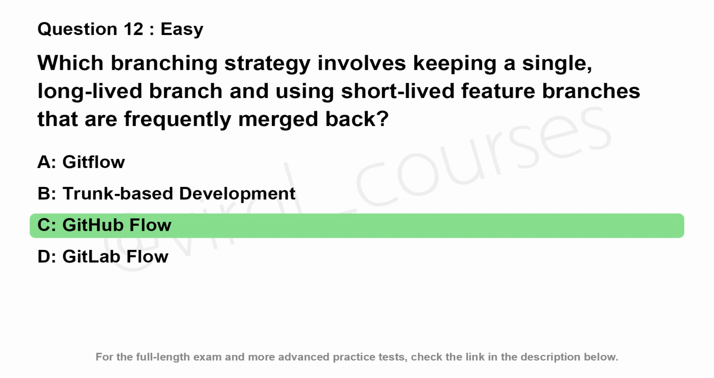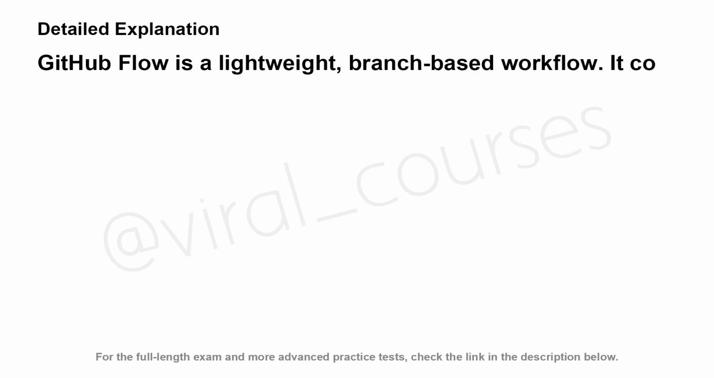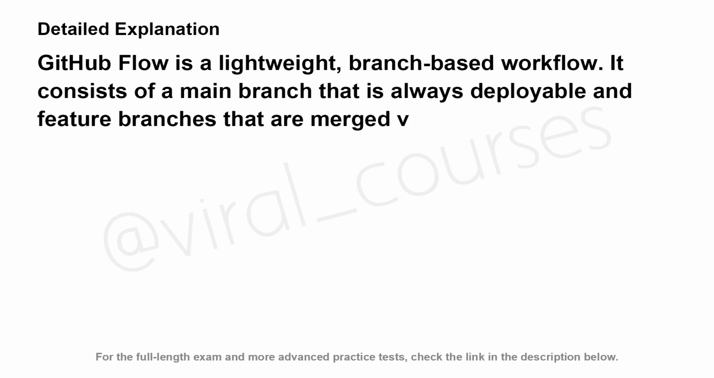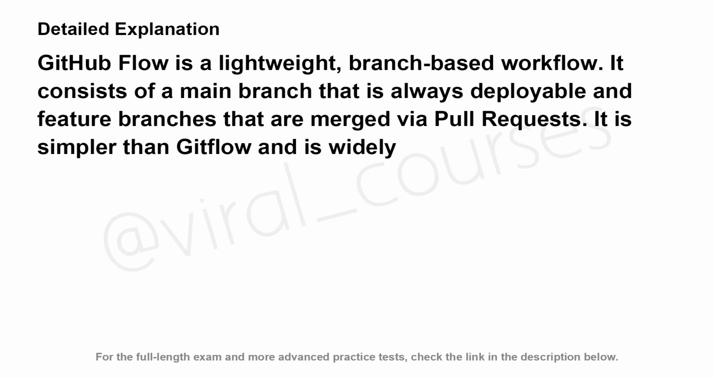The correct answer is C. GitHub flow is a lightweight, branch-based workflow. It consists of a main branch that is always deployable and feature branches that are merged via pull requests. It is simpler than Gitflow and is widely used for continuous delivery.